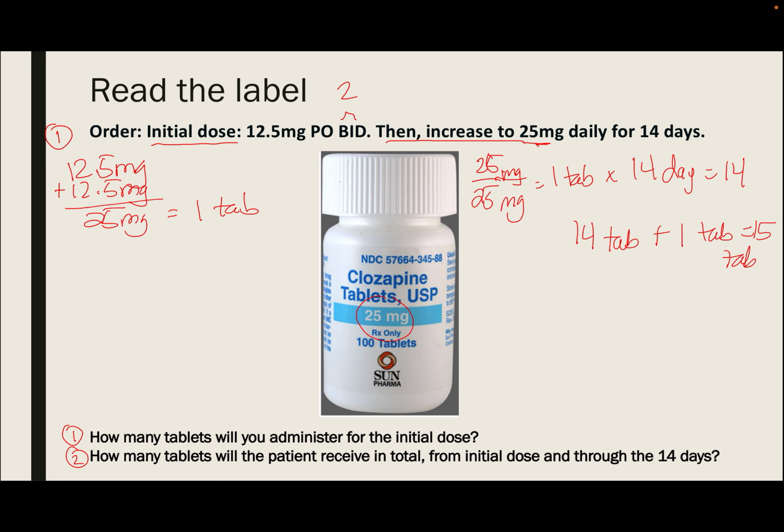The rest of the order says after we give that dose on day 1, then we're going to increase their dose to 25 milligrams daily for 14 days. Again, if you look at your bottle here, 1 tablet in that bottle is 25 milligrams. So that means they're going to get 1 tab every day for 14 days. So when we get to question 2, we want to know how much they're getting in total, initial dose and the 14 days. You're going to get 1 tab every day for 14 days. That's 14 tabs. On day 1, they took a whole tab split in half, so that means 1 tab. You're going to add those together. They're getting 15 in total. Okay. And that is all.